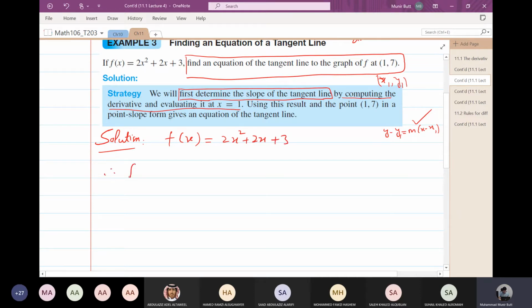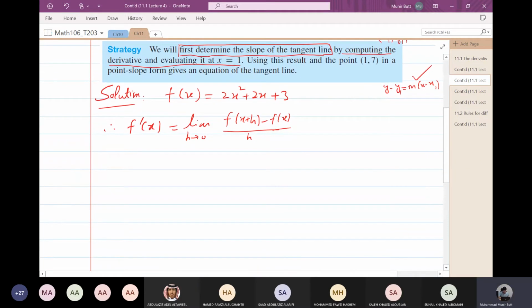So therefore, f dash x is equal to what? By definition it is the limit as h approaches 0 of f of x plus h minus f of x, divided by h. My h is not okay, so I will rewrite it. Okay, better. So now what we will do, we just simplify.